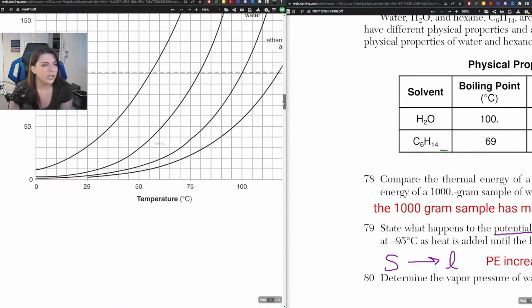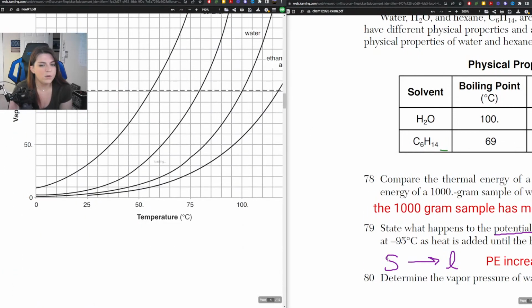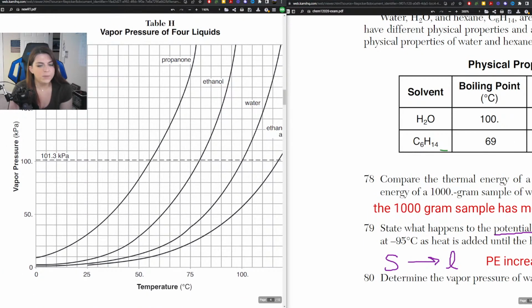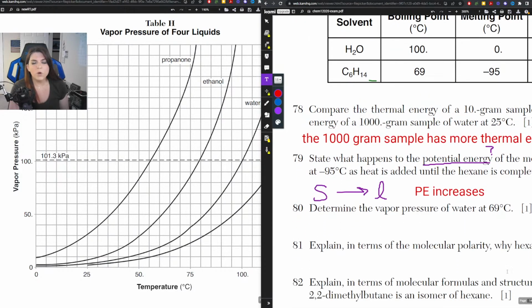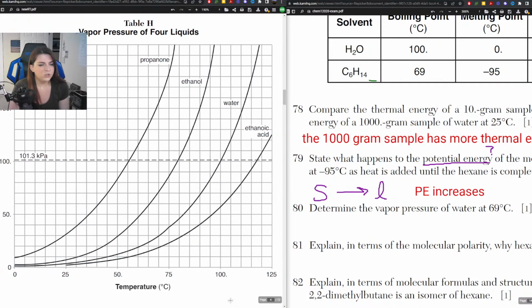Because we haven't used table H yet. Oop, there we go. Table H talks about vapor pressure. Vapor pressure in the simplest terms is how badly a substance wants to evaporate and become a gas. There's a really ugly definition for it. If you Google it, it doesn't really make any sense. Stuff wants to evaporate, and it will, if it has enough heat behind it, or if the vapor pressure is just right. So what we're going to do is check out the temperature of 69 degrees Celsius.